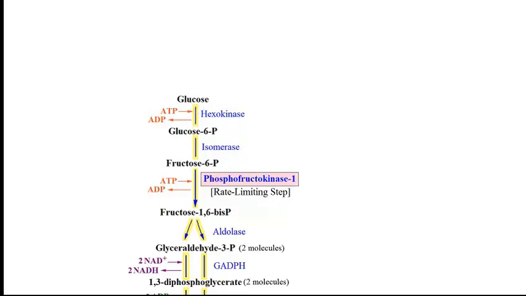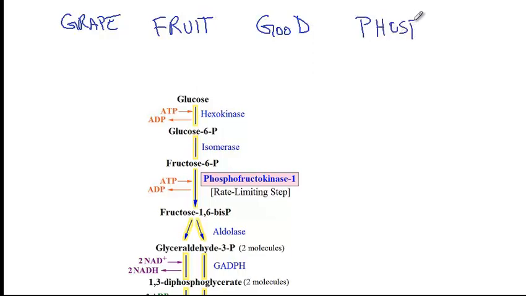Now, in order to remember all these different intermediates that we are going through, I have my own memory aid that you use. If you also created your own memory aid that you feel comfortable with, then by all means you can go ahead and use that one. But the one that I like to use myself is: grapefruit has a good amount of phosphate.